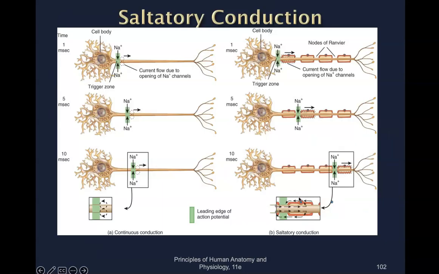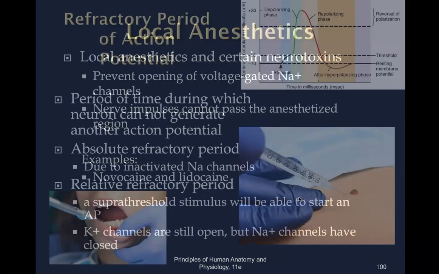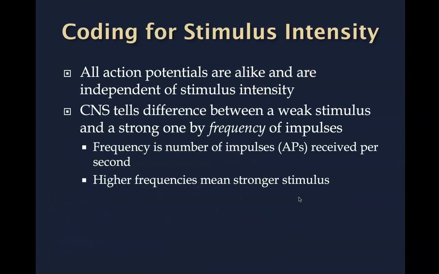That's what makes the difference, and that's how our central nervous system is able to tell the difference between a strong stimulus versus a weak one. So again, higher frequencies of action potentials mean a stronger stimulus.